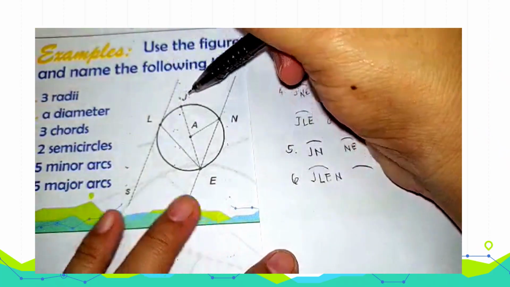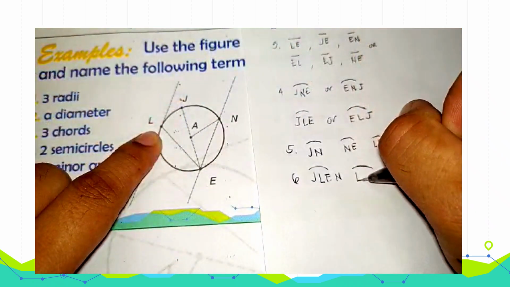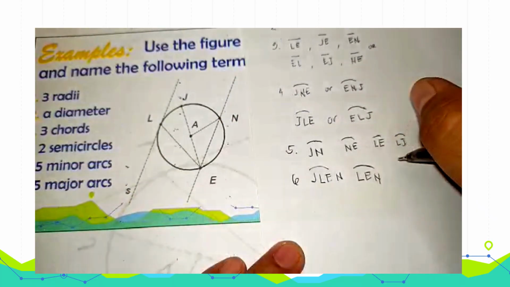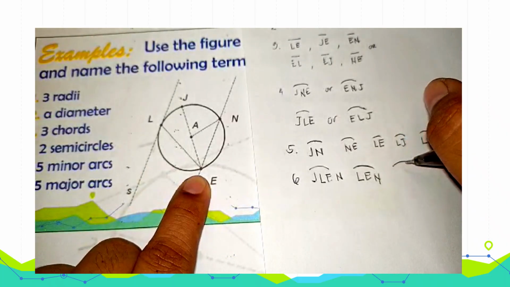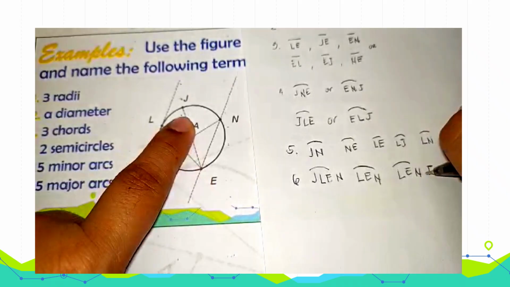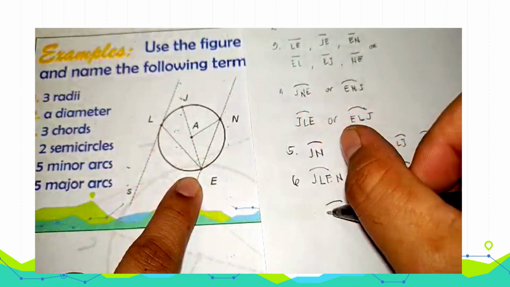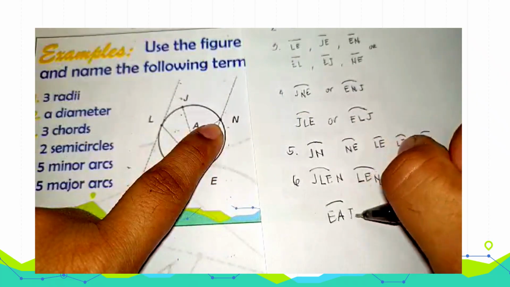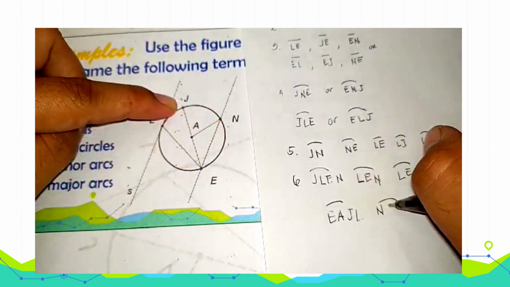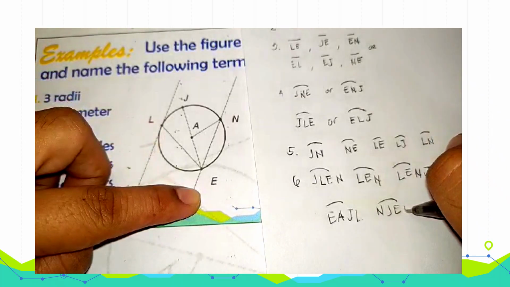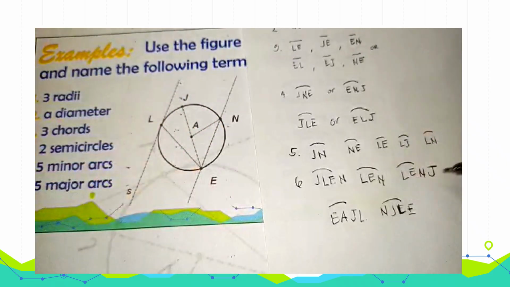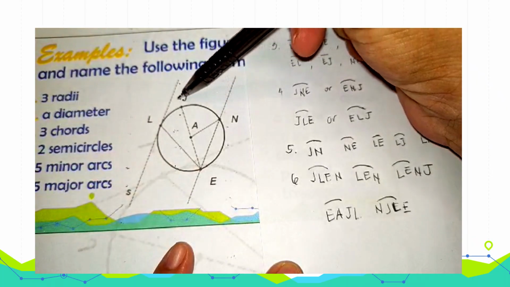Next will be L, E, N, next will be L, E, N, J. Next will be E, A, J, L. Last one will be N, J, L, E. I use 4 points so that you can have the flow of the arc.